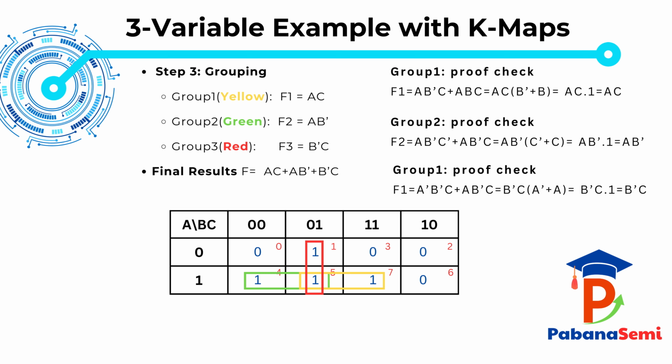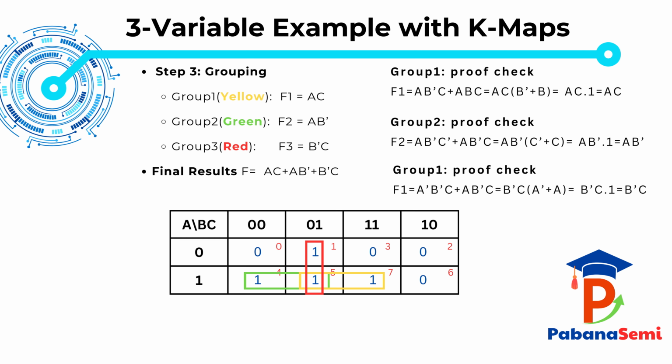Group 2, green group. Next, look at Group 2, highlighted in green. In this group, variable A is constant. Variable B is constant at B prime. C changes, so we eliminate C and keep A and B prime. The simplified term becomes F2 equals AB prime. Group 2, proof check. F2 equals AB prime C plus AB prime C prime. Factor AB prime. F2 equals AB prime(C prime plus C). Since C prime plus C equals 1, F2 equals AB prime.